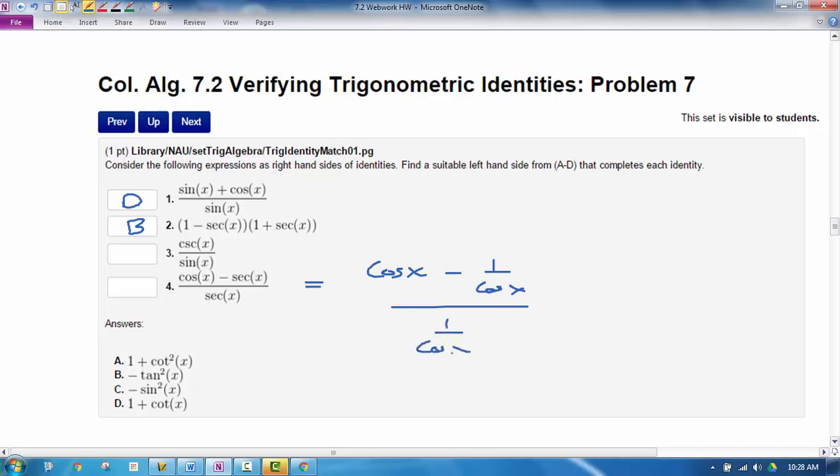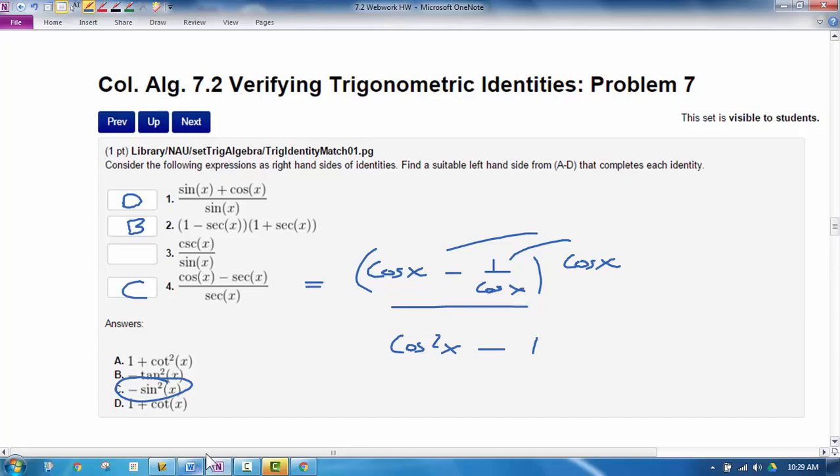And now I'm going to move this to the top by multiplying by the reciprocal, which would be cosine. So that gets rid of this in the bottom because I'm multiplying by cosine. And when I distribute through, I get cosine squared of x minus 1. And that's c. That's negative sine squared.